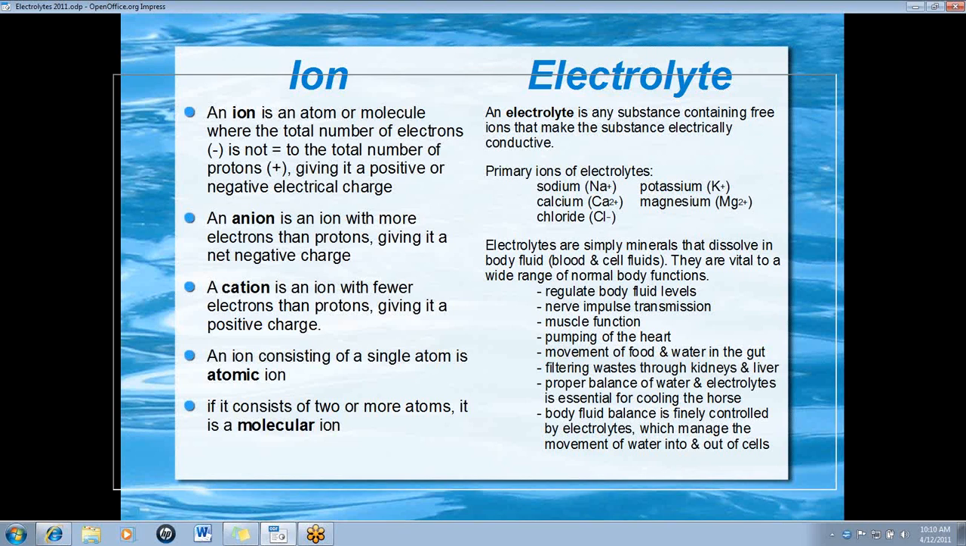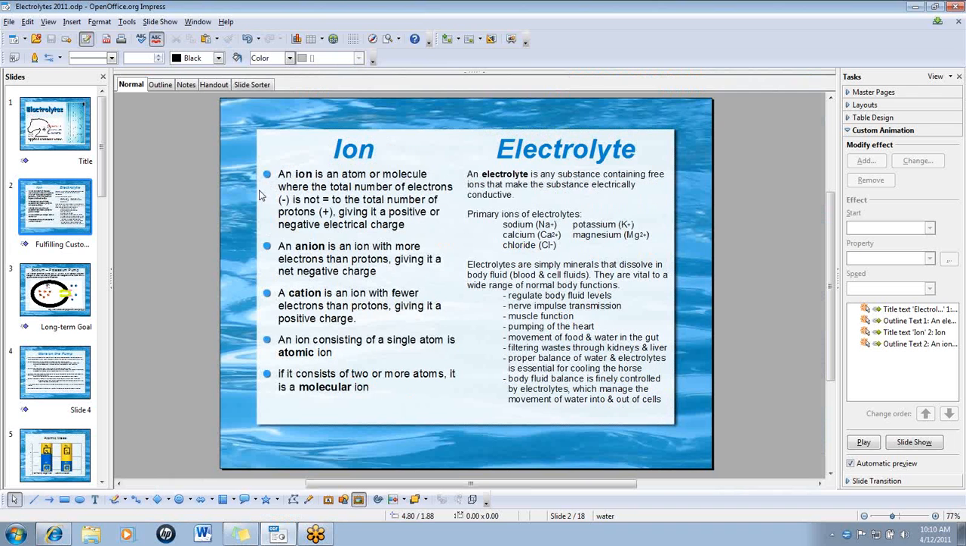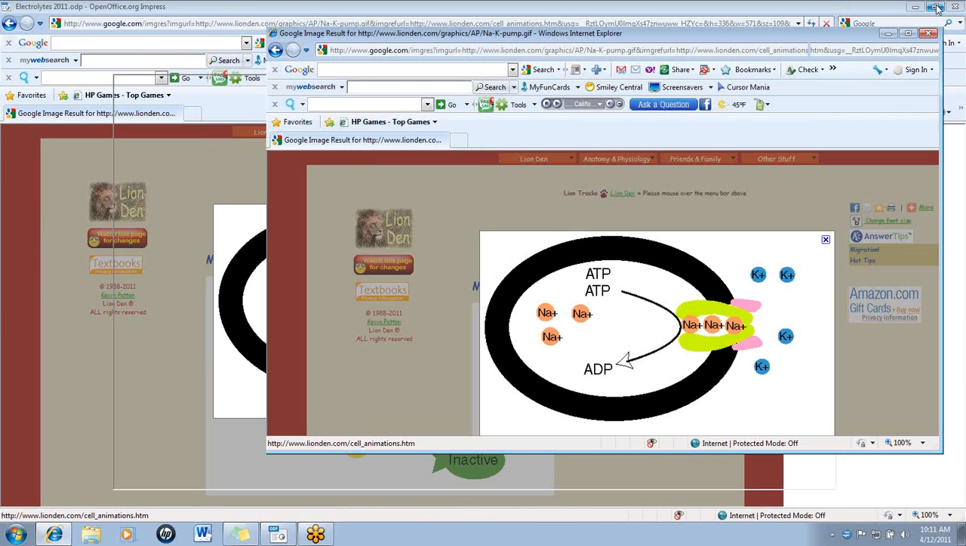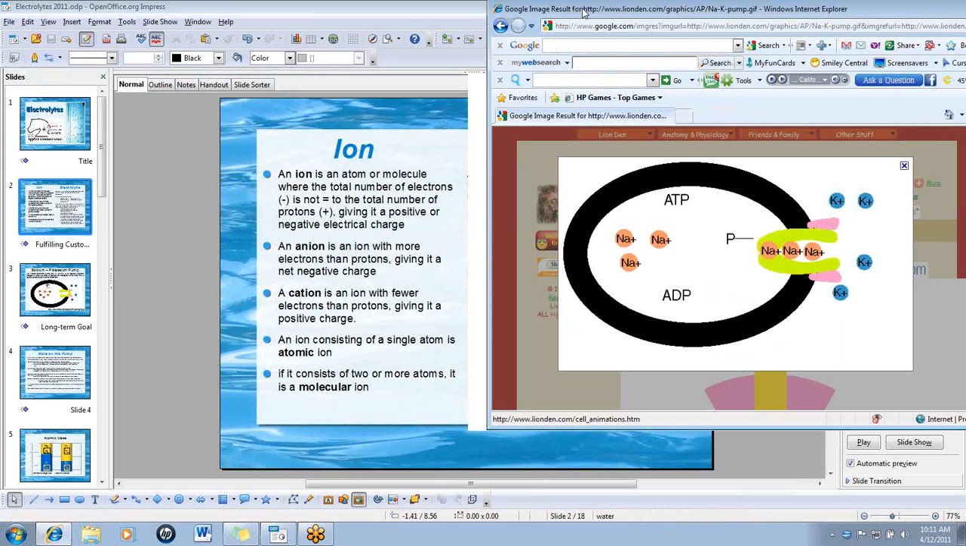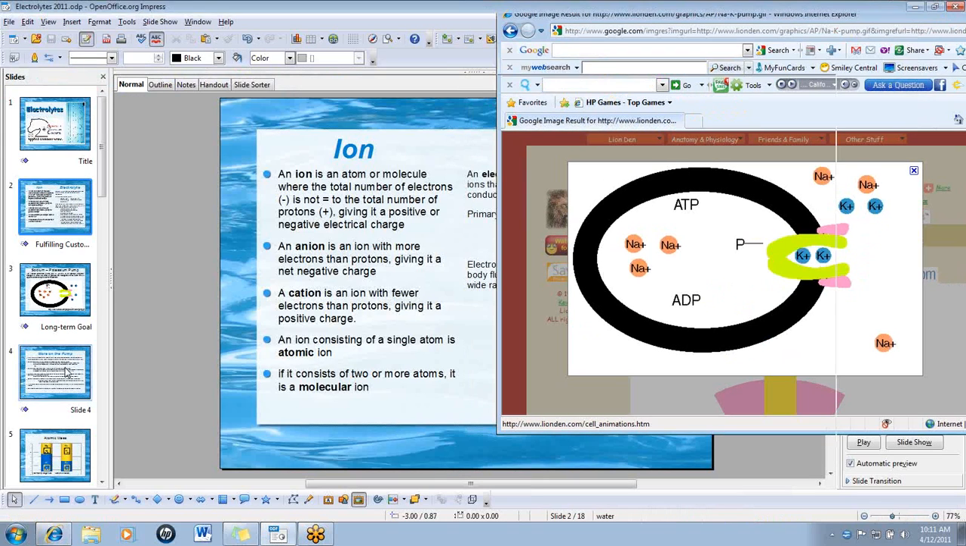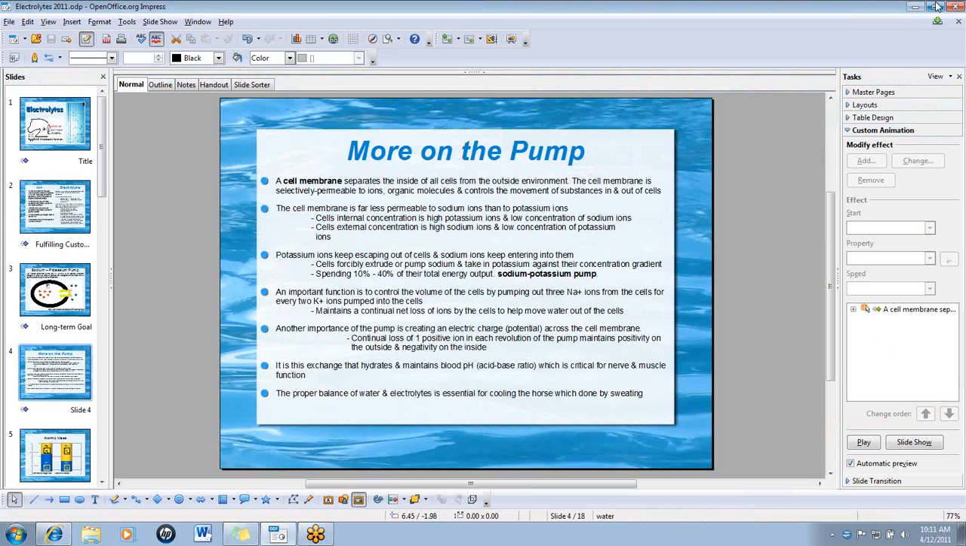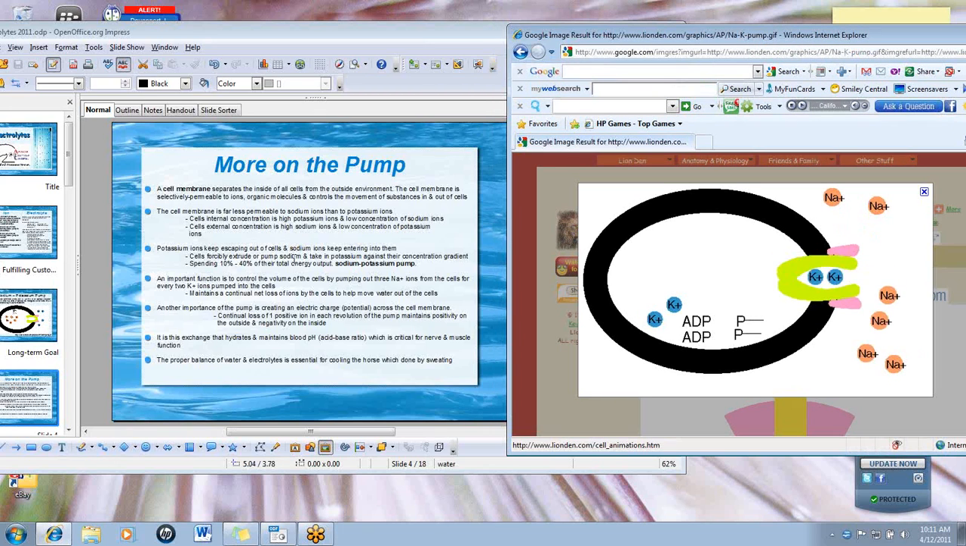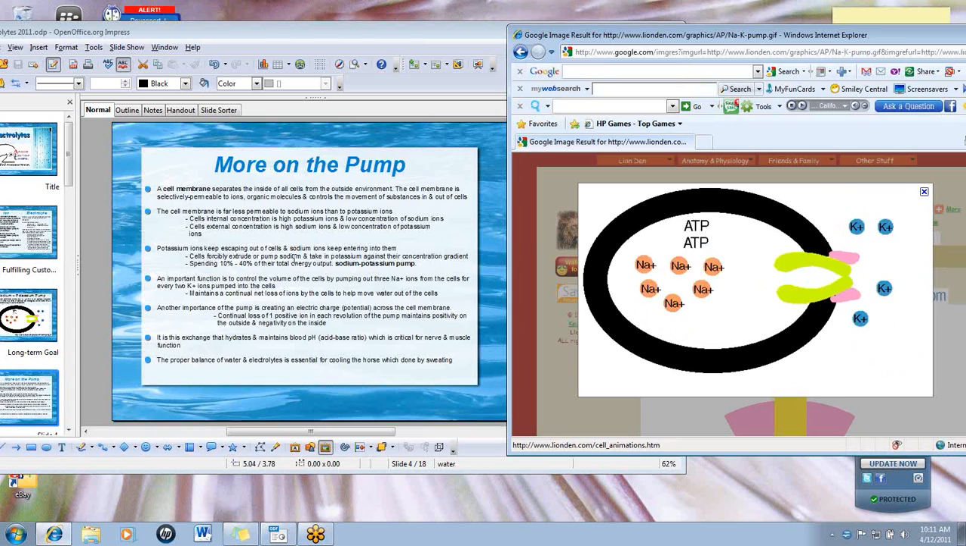So I'm going to try just something a little bit different tonight, where you can actually see online how a cell works. And while I'm showing you that, I'm going to go through some of the importances of that sodium-potassium pump. So what is happening on the right-hand side is what I'm going to describe to you here. This is the sodium-potassium pump.